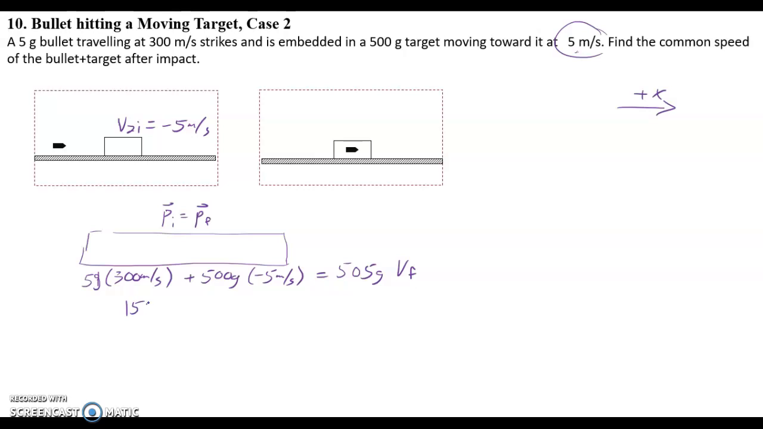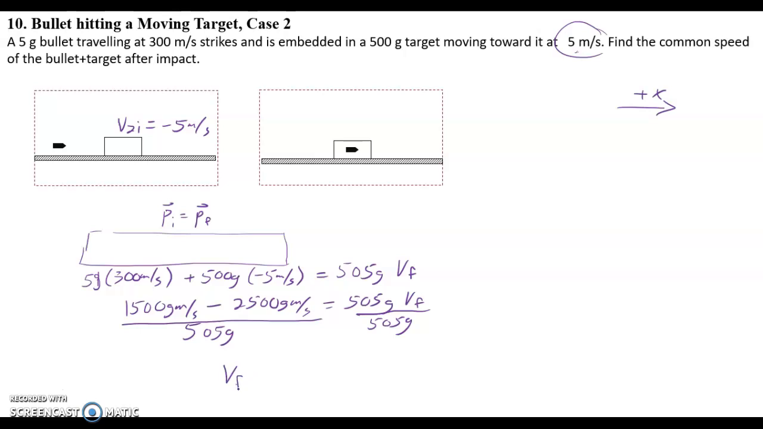And so we get 1500 gram meters per second minus 2500 gram meters per second equals 505 grams times VF. Divide by 505 grams. So we're going to take this, we're going to get negative 1000, and then negative 1000 divided by 500, that's just about negative 2. And it comes out to be negative 1.98. In this case, both the bullet and block are moving to the left after the collision.